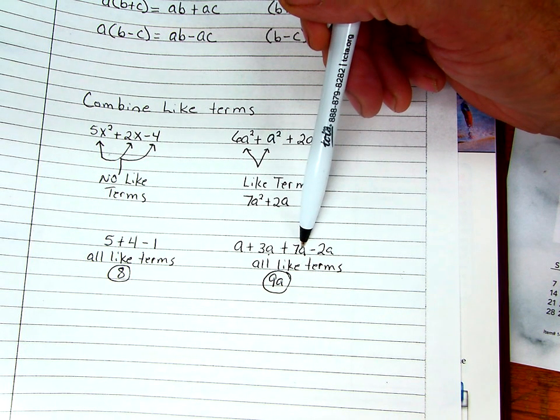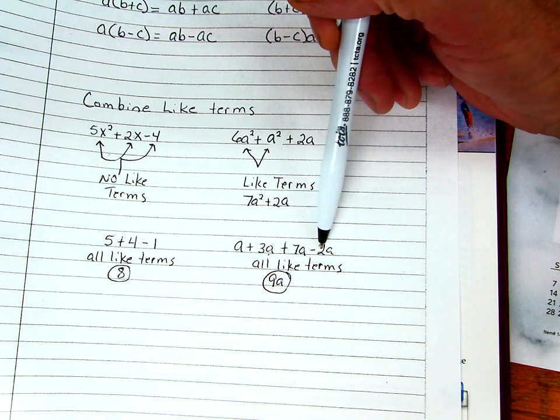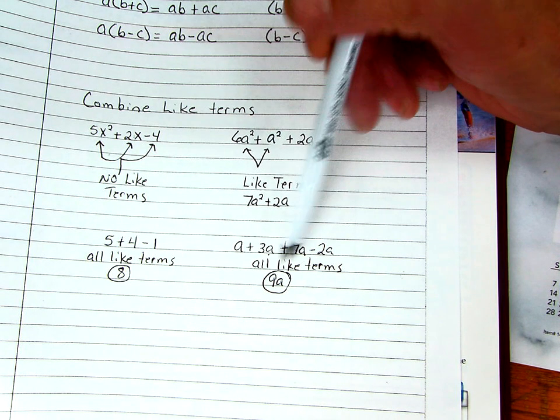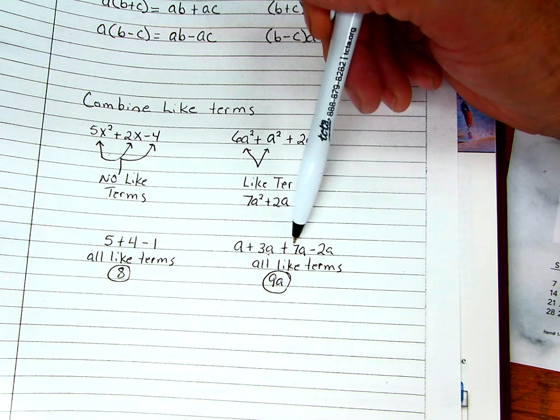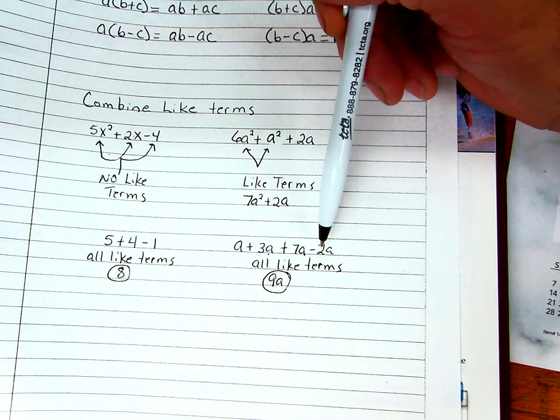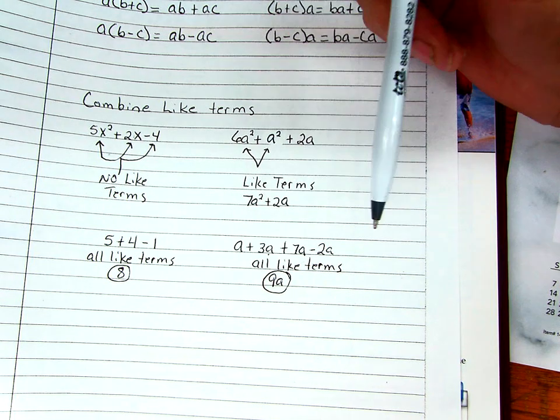I'm going to combine another 7. So now I have 11 a's. And now I need to take away 2 a's. That leaves me 9 a's. 1 plus 3 is 4, plus 7 is 11. Take away 2 is 9.